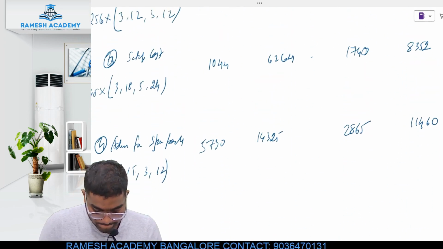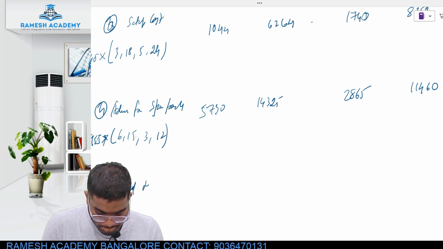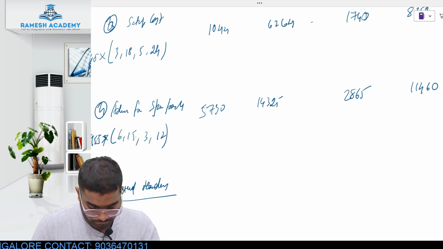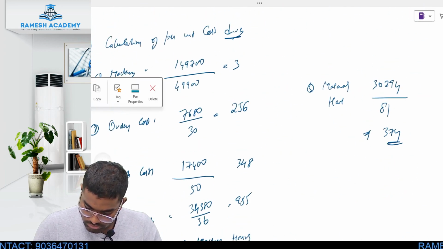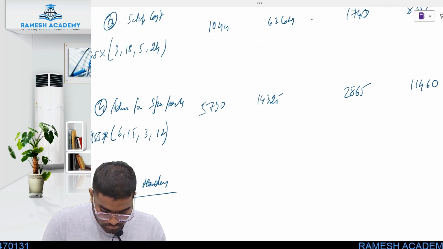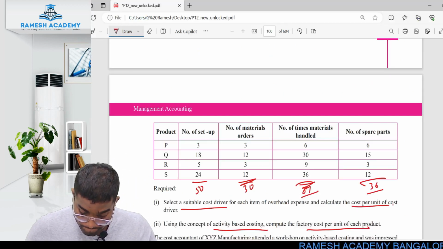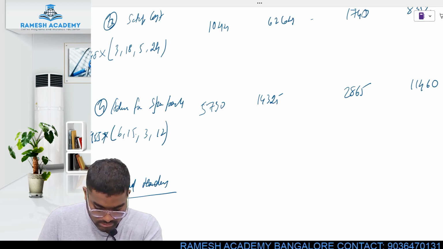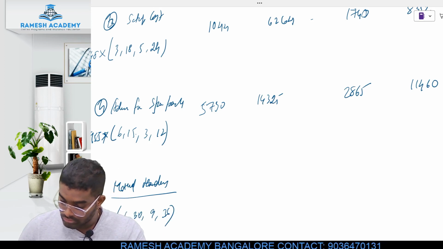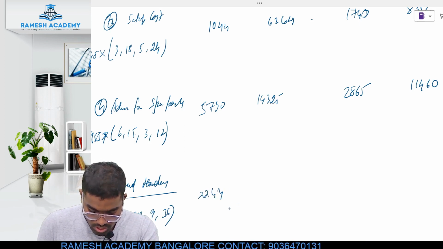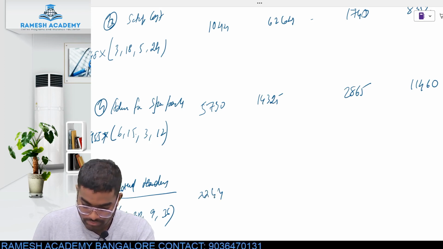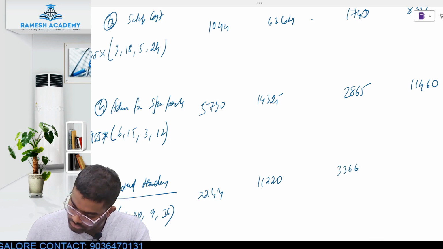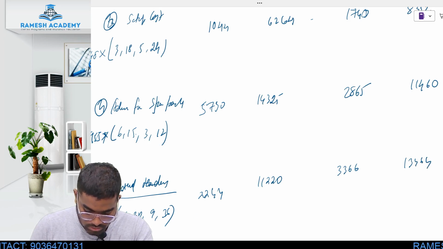Next we have material handling. So material handling, what is the cost? 374. 6, 30, 9 and 36. So 374 into 6 is 2244. 374 into 30, it is 11220. 374 into 9, it is 3366. 36 into 374, it is 13464. I think we have covered everything.